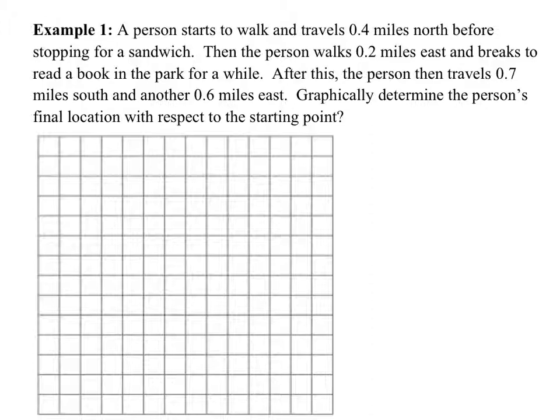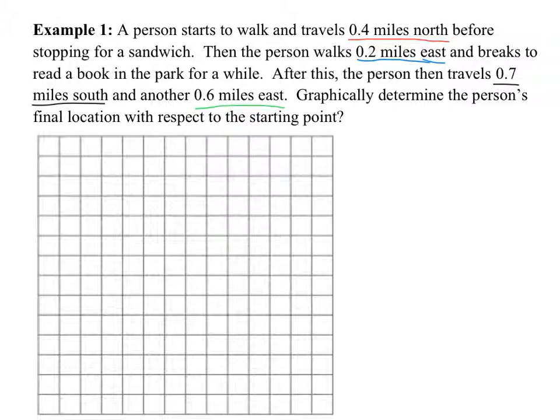Person starts to walk and travels 0.4 miles north before stopping at a sandwich. Then the person walks 0.2 miles east and breaks to read a book in the park for a while. After this, the person then travels 0.7 miles south and another 0.6 miles east. Graphically determine the person's final location with respect to a certain point.